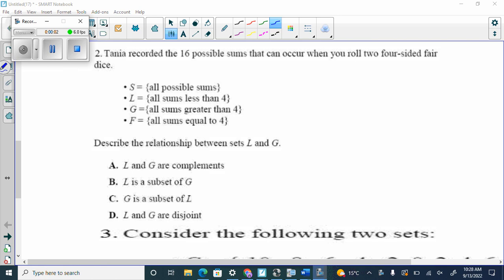A 10-year-old recorded 16 possible sums that can occur when you roll two four-sided fair dice. Complements: what is a complement?